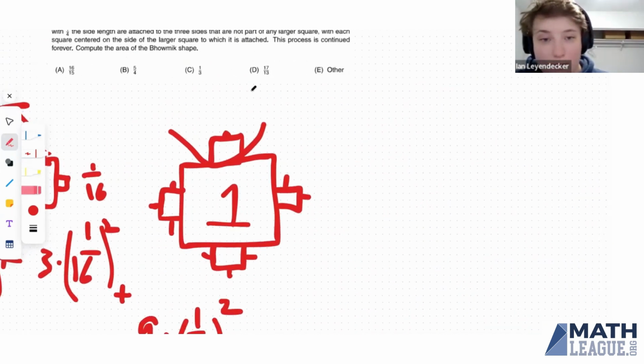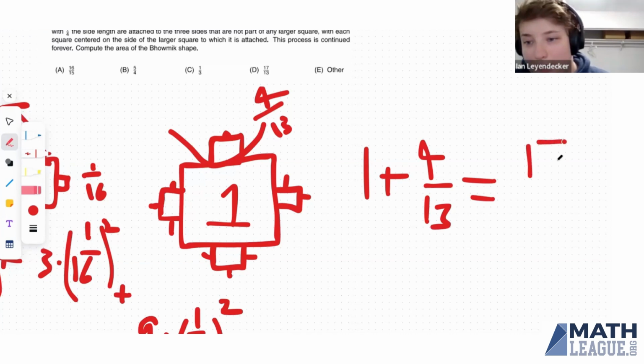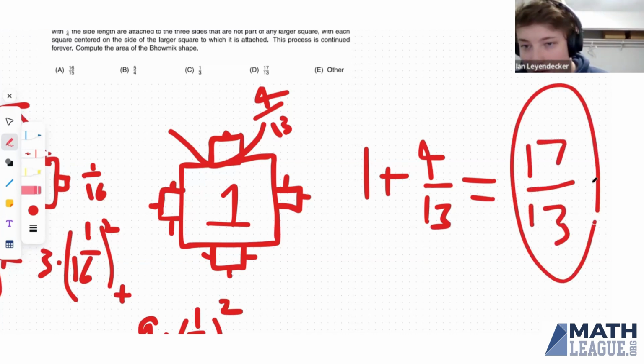So we have each arm coming out to an area of 1/13. So 4/13 total. And our final result is 1 plus 4/13, or 17/13, which is our answer. And that was answer choice D.